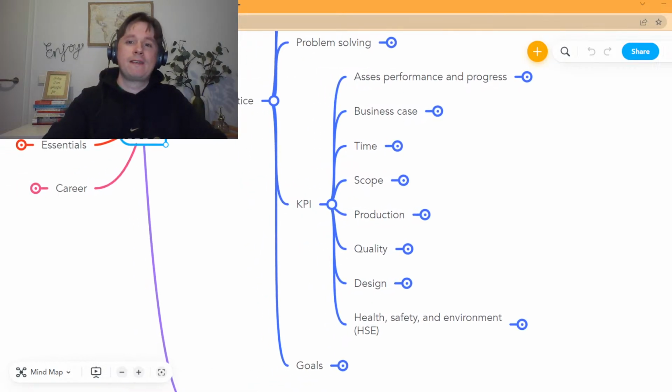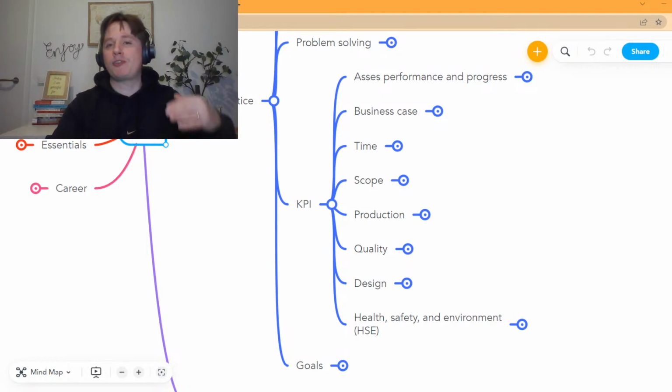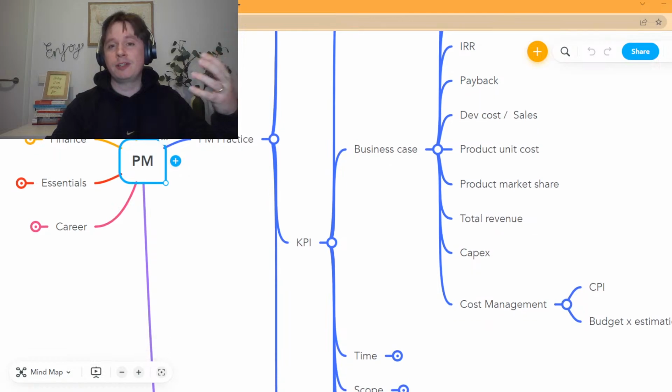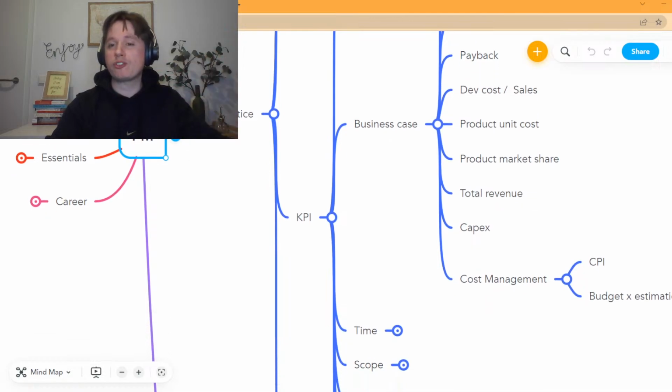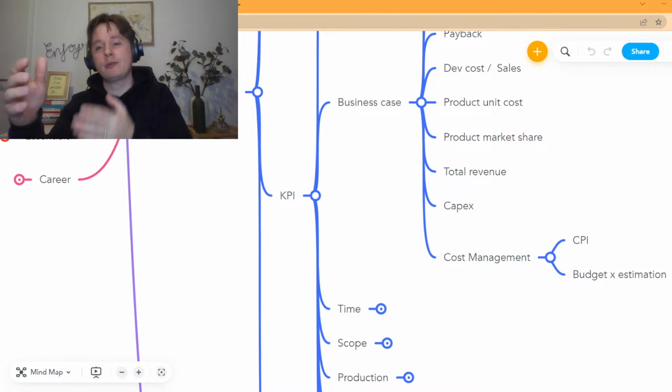Of course, if I talk in general here, you're going to see that a lot of KPIs are very common. And if you're working on any type of project, you should have at least some type of business case KPI and some type of time KPI. What do I mean by business case KPI? First of all, I'm also including the cost management KPIs, where you can have the CPI, the standard KPI from the PMBOK, which means the cost performance indicator.